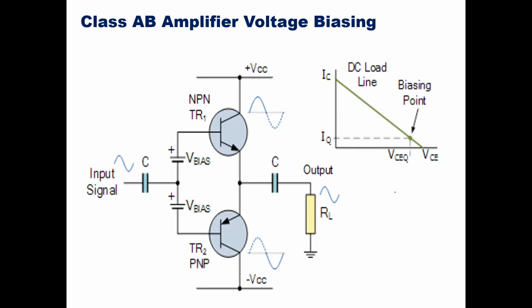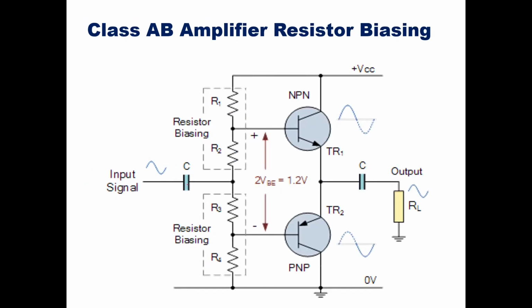So a class AB amplifier can be biased in many ways. In place of diodes, you can keep voltages here. Here you can see you can keep this bias voltage and this bias voltage, and even this can work as a class AB amplifier. Similarly, that part can also be changed with the help of resistor biasing. So here you have shown a resistor biasing, and here also you have shown a resistor biasing, so that the transistors are biased properly in a different way.